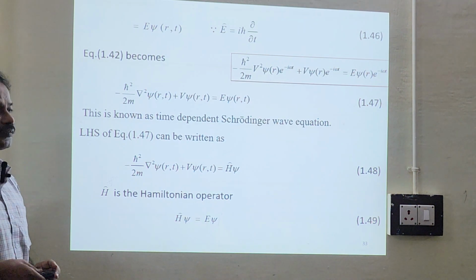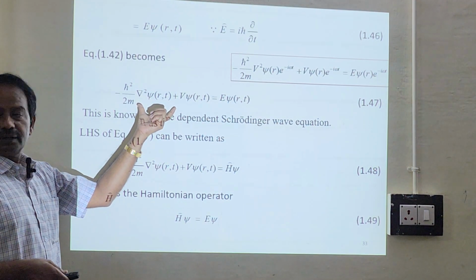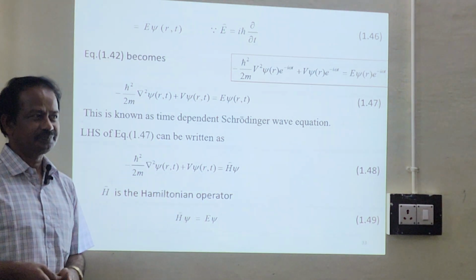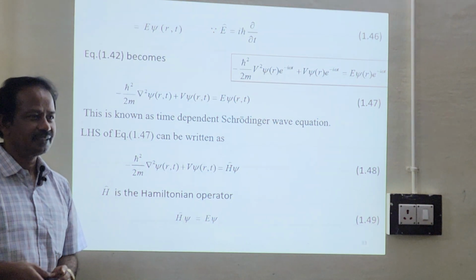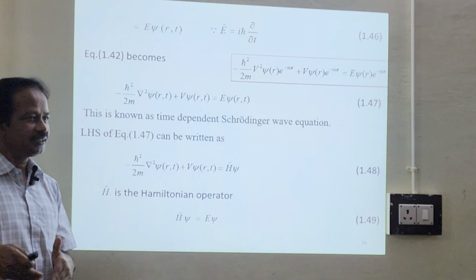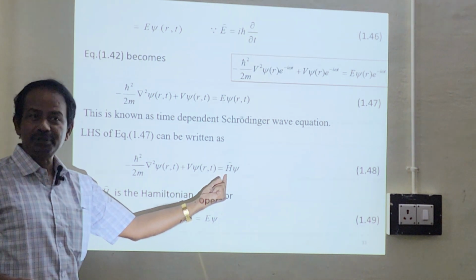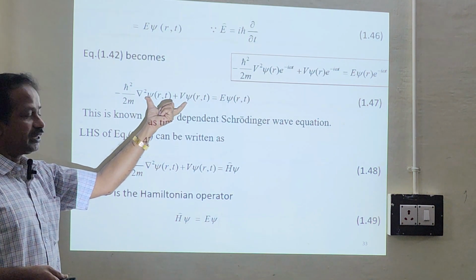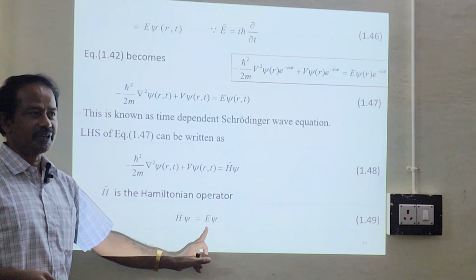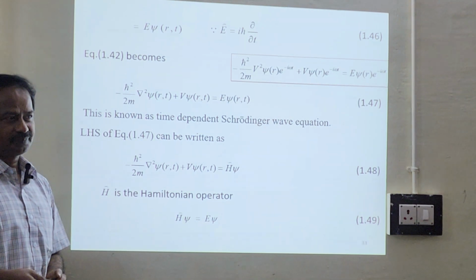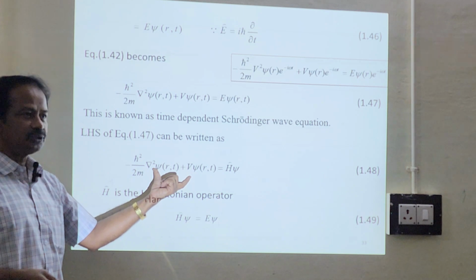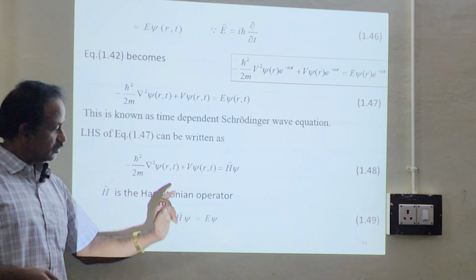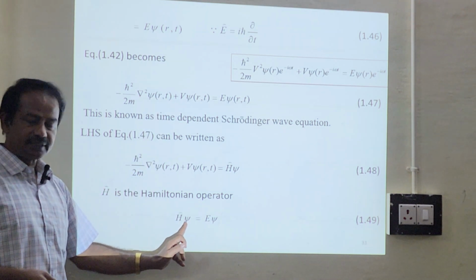Any doubt? Now this equation, we know kinetic energy plus potential energy. So the sum of these two will give you the Hamiltonian, which you have studied in classical physics. Hamiltonian is nothing but the sum of kinetic energy and potential energy. So I can write this Hamiltonian operator, generally written as H operator, which is equal to E operator. So H psi equal to E psi. Is it clear? So you substitute here, and you will have the Hamiltonian operator H psi equal to E psi.